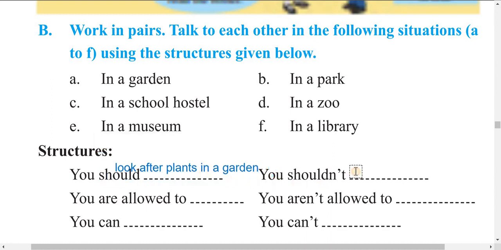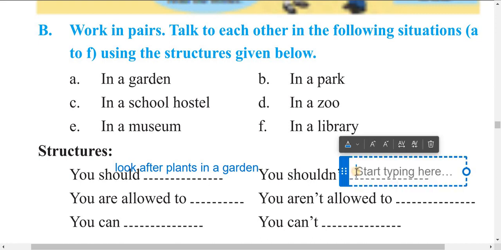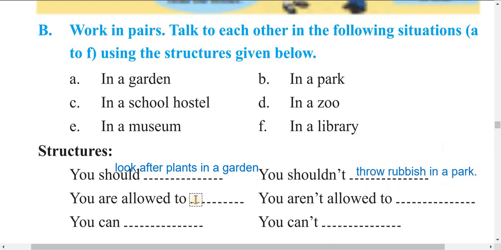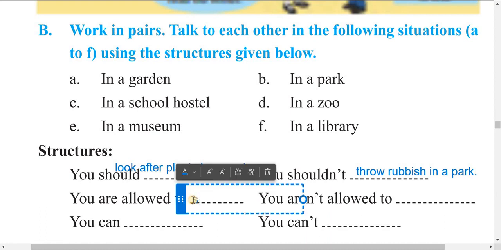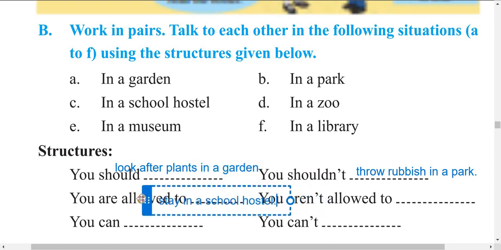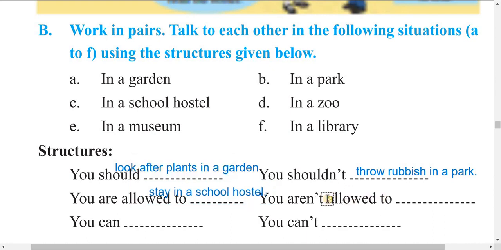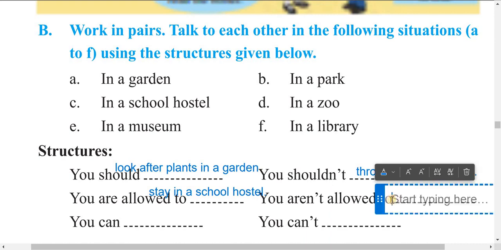Now, second one: you shouldn't throw rubbish in a park. Now, next one: you are allowed to. You can write in a school hostel. You are allowed to stay in a school hostel. Write in this way. Okay. Now next one: you are not allowed to take photos in a museum.